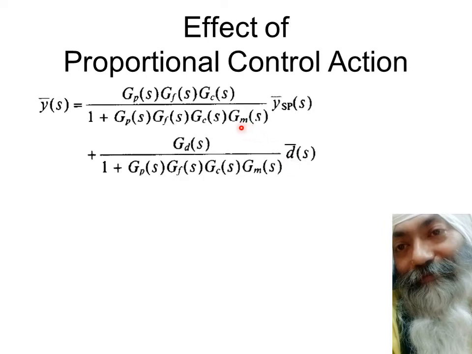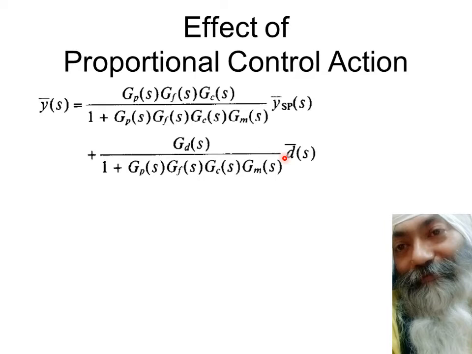Now, I may just tell you that GP is the transfer function of the process, GF is the transfer function of final control element, GC is the transfer function of controller, and in case of proportional controller, this GC is equal to KC, gain of the controller, simply. And what we see over here, GM is the transfer function of measuring device. GD is the transfer function of process as it is affected by the disturbance.